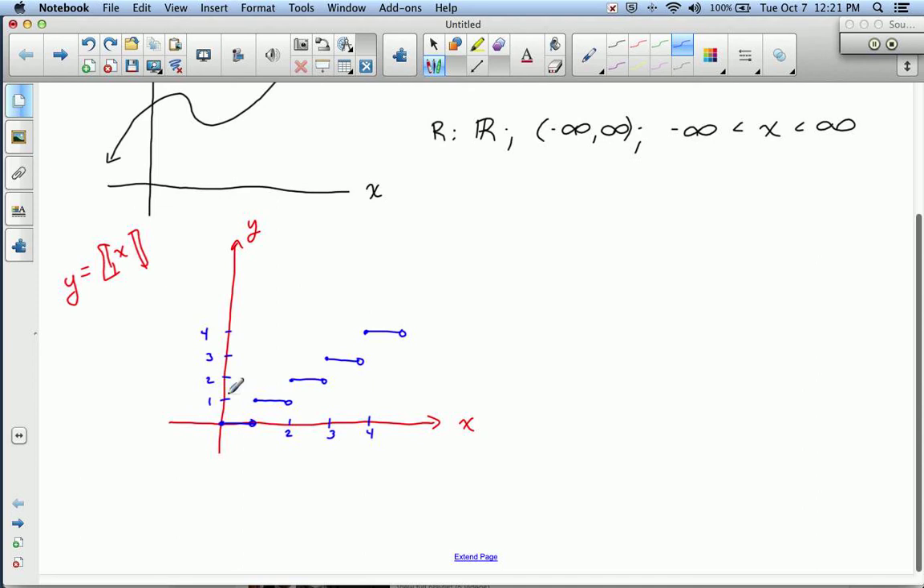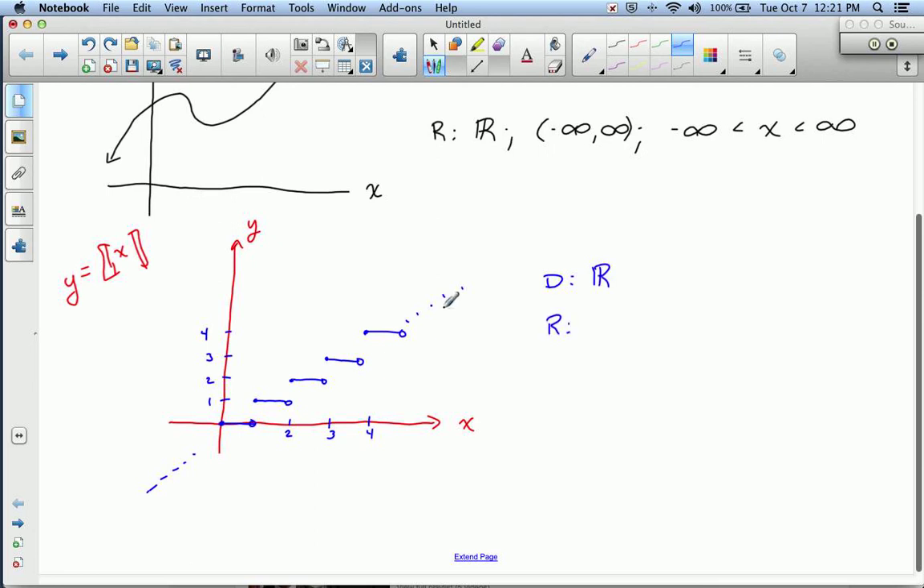So I'm looking at this, and of course it goes on forever and ever in both directions. So if I'm looking at my domain, I'm thinking, what are my input values? Just my x values. Well, I have everything covered between 0 and 1, everything between 1 and 2, everything between 2 and 3. I have everything covered, so it's all real numbers.